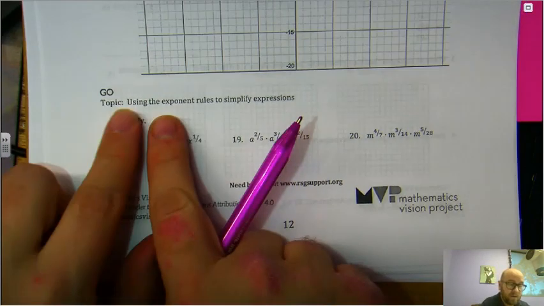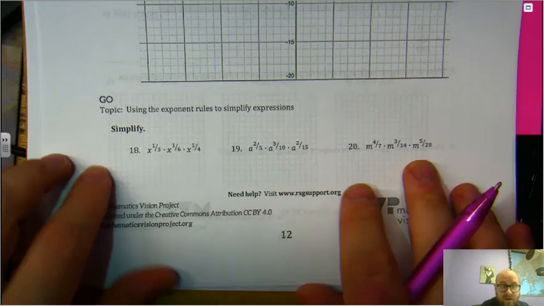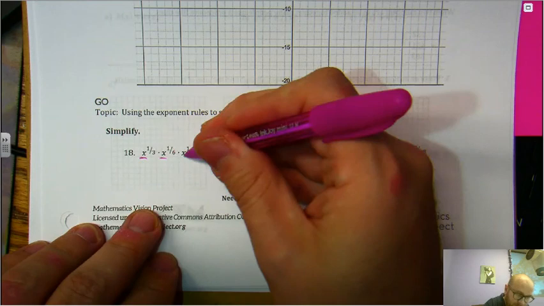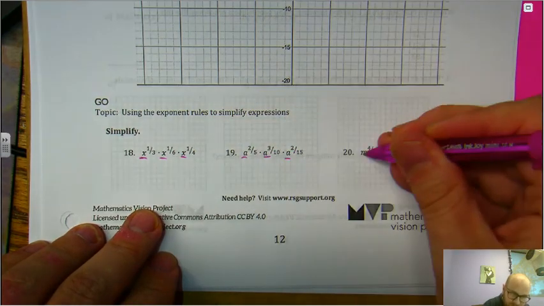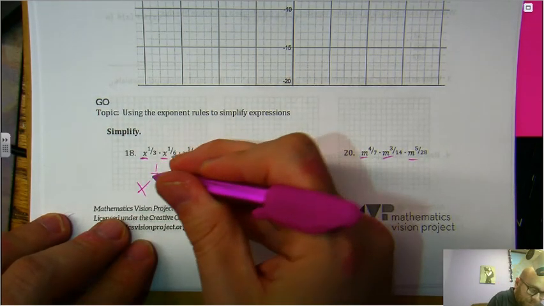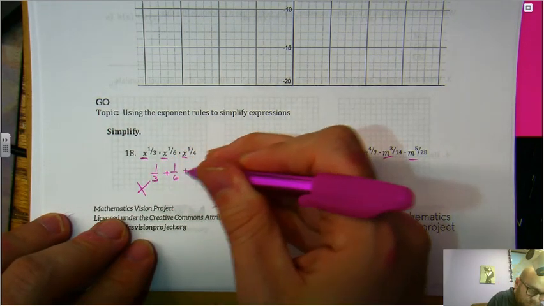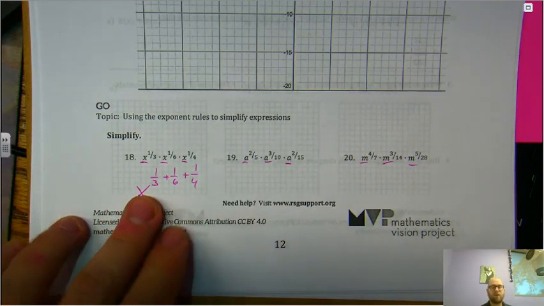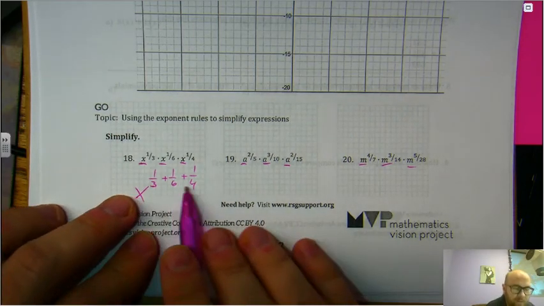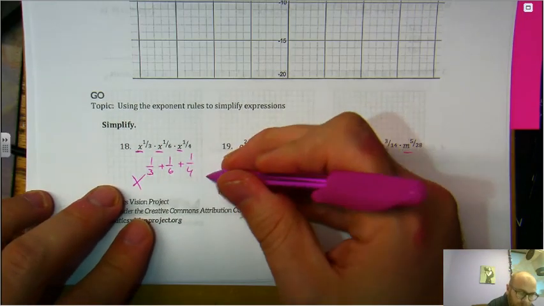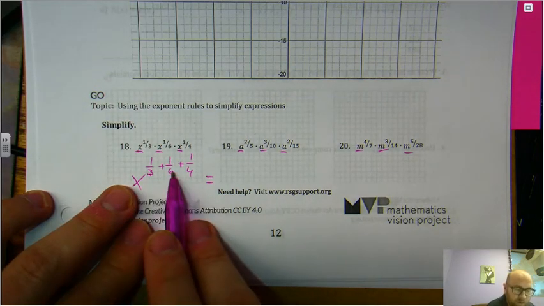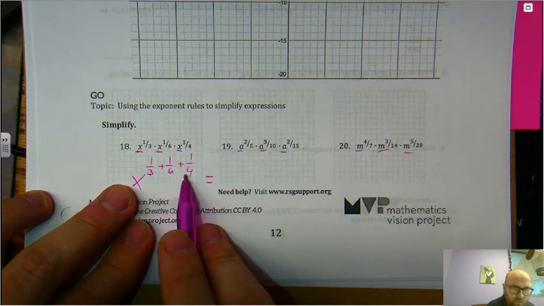we're going to be using exponent rules to simplify these expressions. This is just adding fractions like we've done before. These all have the same base, all have the same base, all have the same base. So all that we need to do is add our exponents. And all you need to do here is add a third, a sixth, and a fourth. These will all end up with the common denominator of 12, right? Because 3, 6, 9, 12; 6, 12; 4, 8, 12, okay?